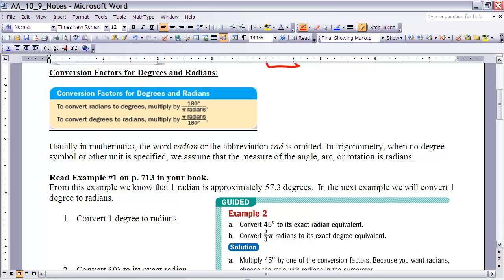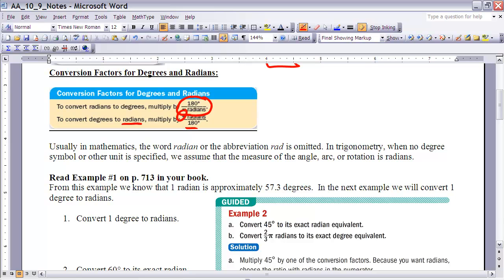Okay, so let's look at how we can convert from degrees to radians or from radians to degrees. If I know that pi radians is equal to 180 degrees, if I want to convert radians to degrees, I just need to multiply by 180 over pi. So whatever I'm converting to, that number is going to be on top. So I'm converting to degrees, so 180 degrees is on top and pi is on bottom. If I'm converting degrees to radians, now I'm converting to radians, so notice how I have pi radians on top and 180 degrees on bottom.